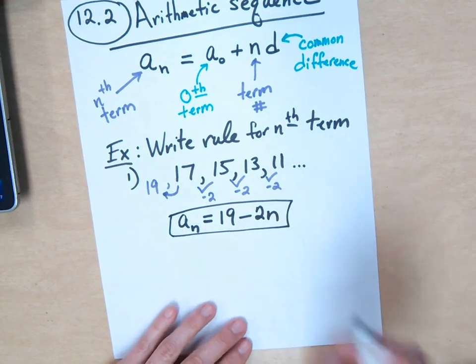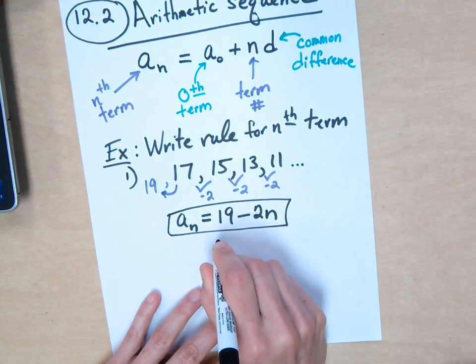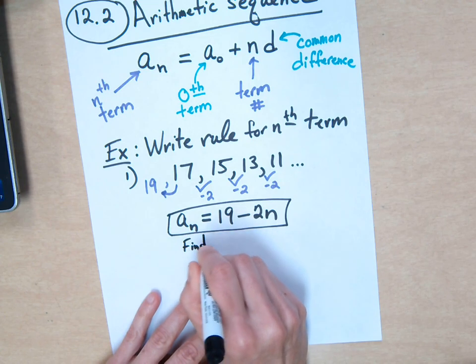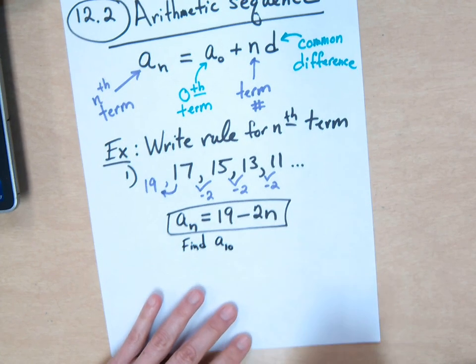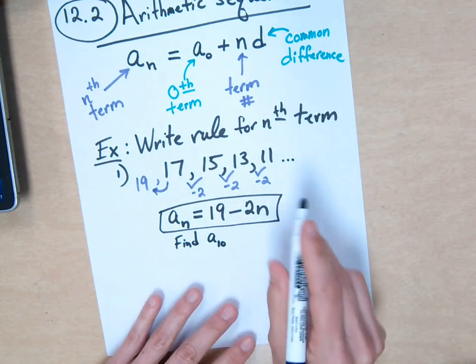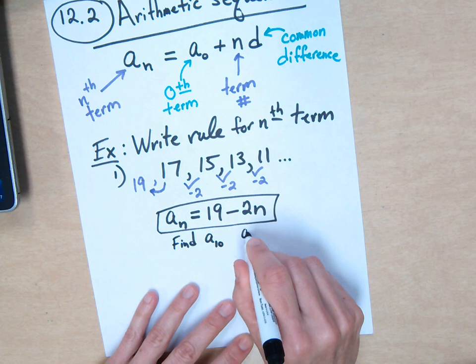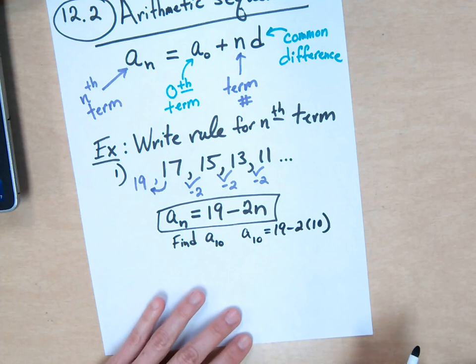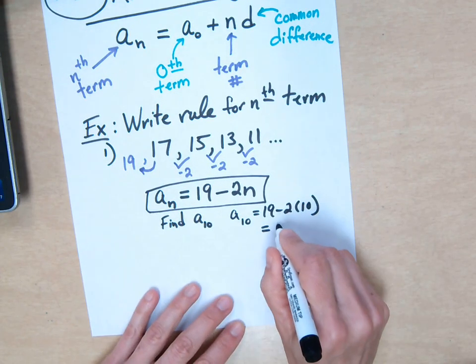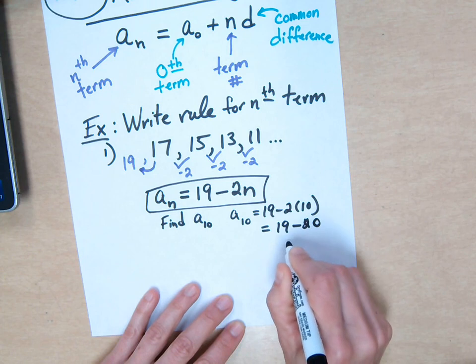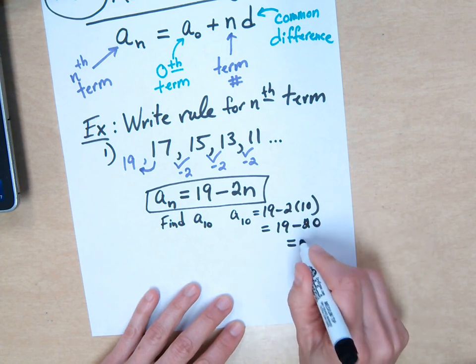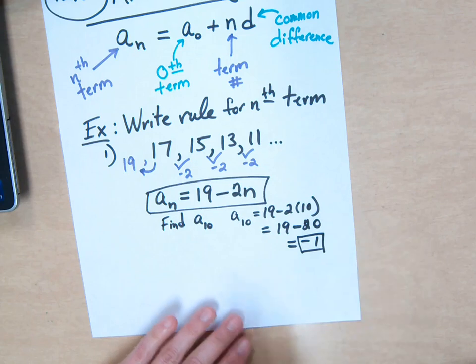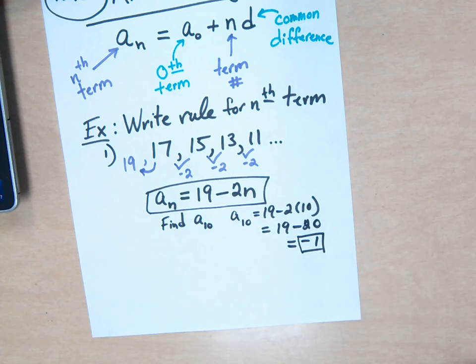Now let's say I just wanted to know the 10th term or something. So if I wanted to find it, it would be labeled a sub 10 for the 10th term. I would just plug 10 in for n. So a sub 10 equals 19 minus 2 times 10. You literally plug it into the formula. So that's 19 minus 20, which is -1. Nice. If it asks, you could find any term, right? Just by using that rule, you just plug it right in. And that's the first example.